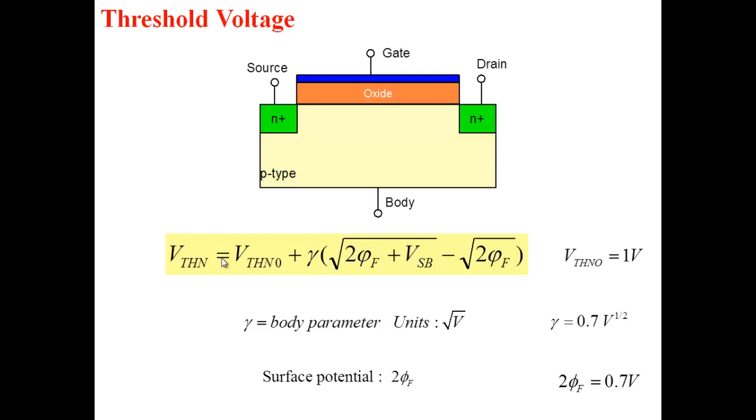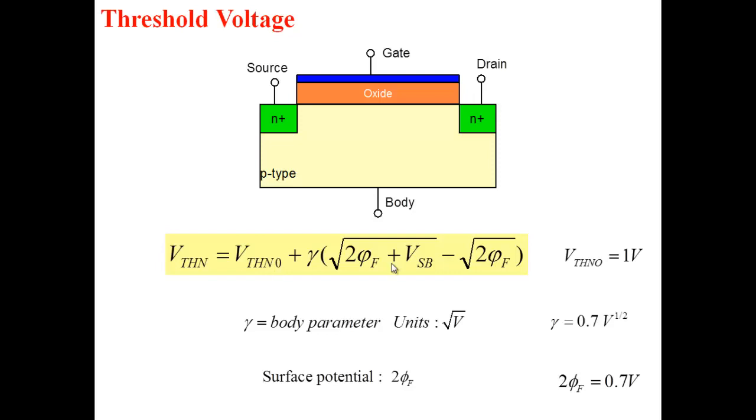What is important is the following. Threshold voltage has two parts to it. One part is a constant part. The other part is dependent on the source to body voltage. So you can alter the threshold voltage of a transistor by altering the source to body voltage. This is also a constant. 2 phi f is a constant. Gamma is a constant. And VTHN0 is a constant. So depending on the technology that you're using, we've been talking about 180 nanometer or 130 nanometer and all that.